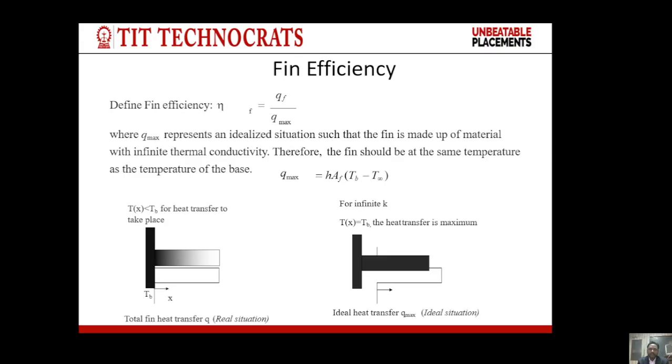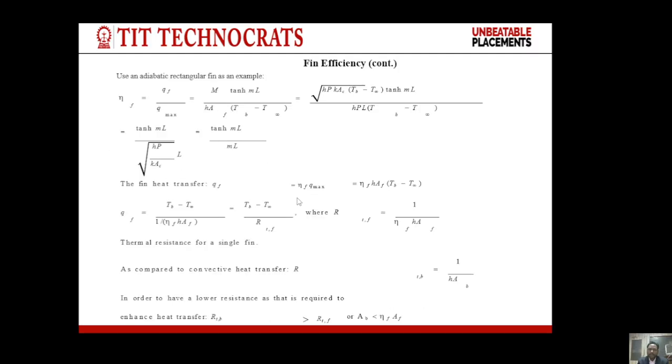And now another one is the fin efficiency. Fin efficiency is nothing but the ratio of actual heat transfer rate and maximum possible heat transfer rate. So by using this fin, the actual amount of heat transferred is compared with the maximum possible, and that is given by the fin efficiency. So this is the formula to calculate the fin efficiency, that is tanh(mL) upon mL.